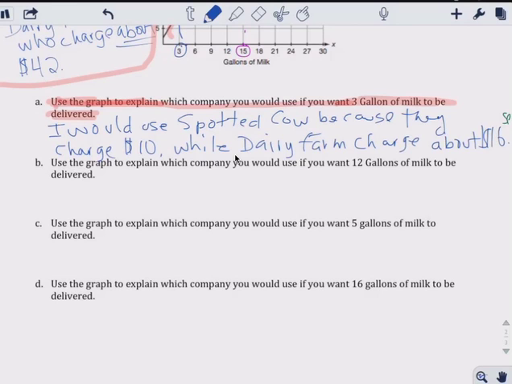How about 12 gallons? Okay, right on the table. It doesn't matter why. Okay, right on the table. Discuss with each other. I'll let you discuss with each other on this one.